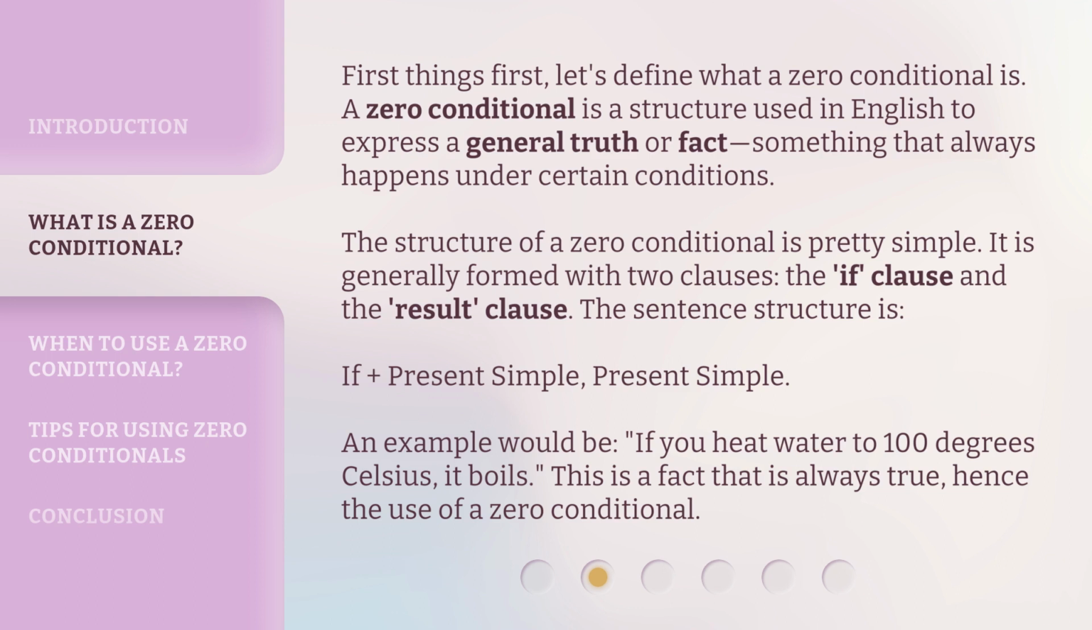An example would be, if you heat water to 100 degrees Celsius, it boils. This is a fact that is always true, hence the use of a zero conditional.